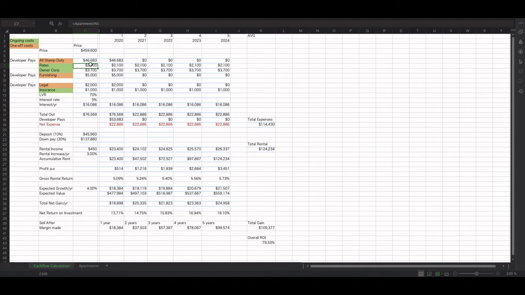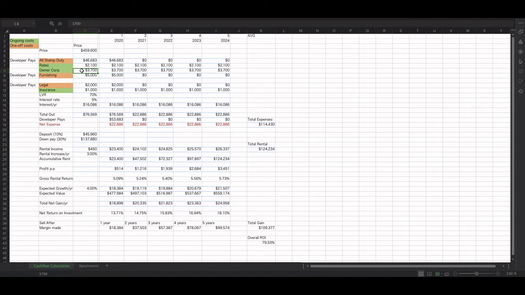Okay, so we're talking about an apartment here, using 1401 as the example. 1401 has a contract price of $459,600. Stamp duty surcharge 7%. The stamp duty itself is probably about something like $14,000. And the council rate is 1,500 plus 600 per year, so 2,100 a year.